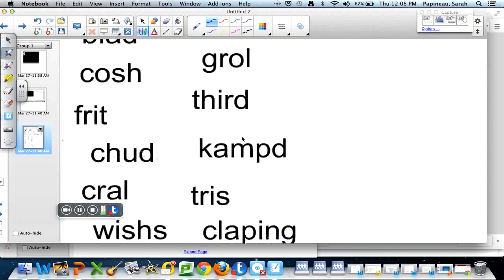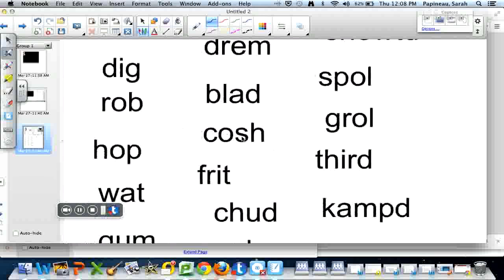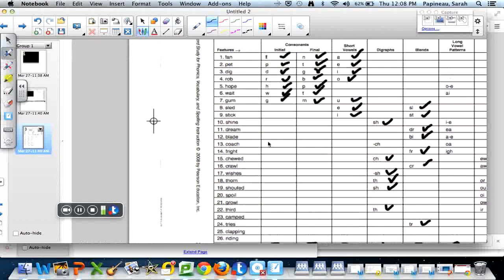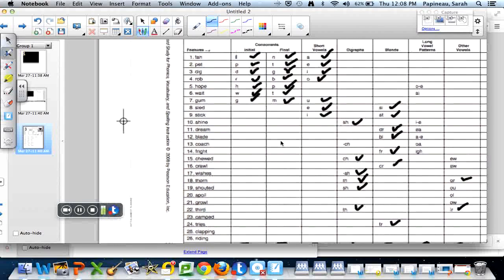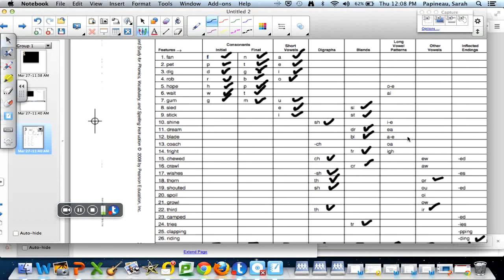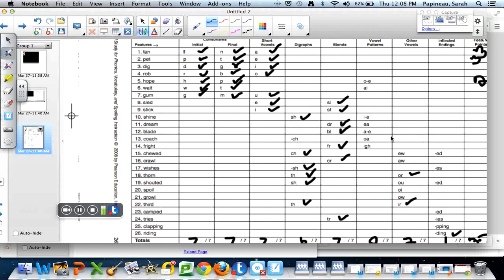Shine, they spelled, I think, shin. If we look down here, where is it? So gum, sled, stick, shin. So we look back up at shine, and they have that initial digraph there, but they don't have the long vowel pattern. Dream, they spelled D-R-E-M. That initial blend they had correct, but the long vowel pattern they didn't.